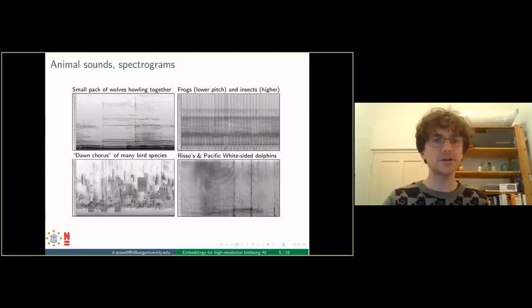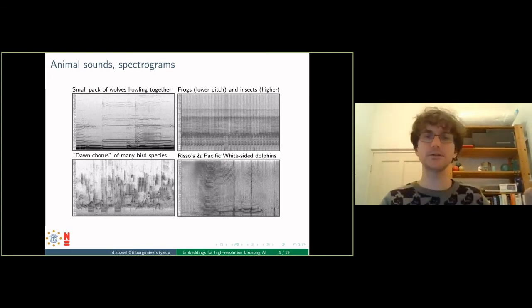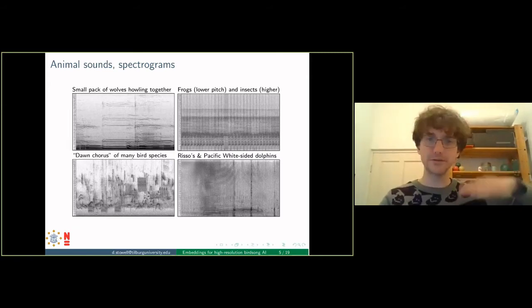Here's a visualization. This is just to give you a flavor of what data is like when you're working with sound. We can see a spectrogram here, in fact, four spectrograms, and that shows time on the x-axis and frequency on the y-axis from low to high. In the bottom left there, we have the song of the dawn chorus. So that's the birds singing in the morning. And you can see there's some complexity in there. That's good news for us, because there's information.